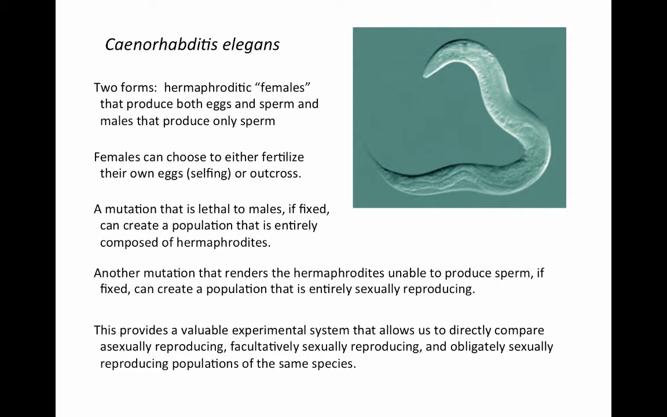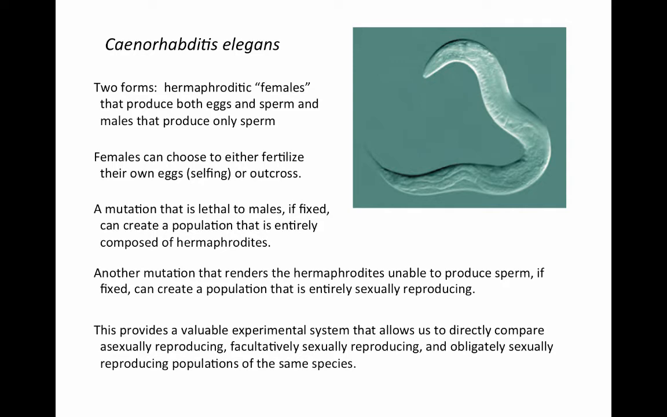There's another mutation that renders the hermaphrodites unable to produce sperm, so they're turned into just regular females that only produce eggs. And then if you fix that in an experimental population, now you've got a population of obligate sexually reproducing individuals. This provides a really valuable experimental system that allows us to directly compare asexually reproducing, facultatively sexually reproducing, and obligately sexually reproducing populations of the same species.